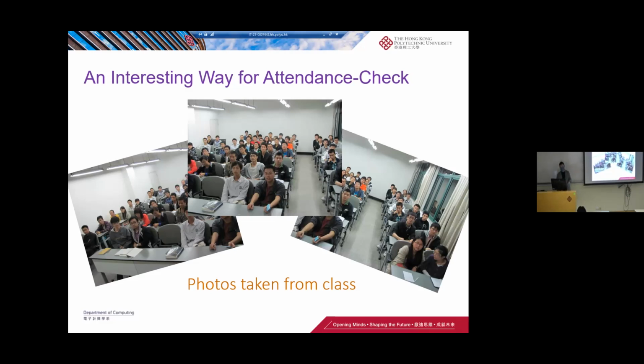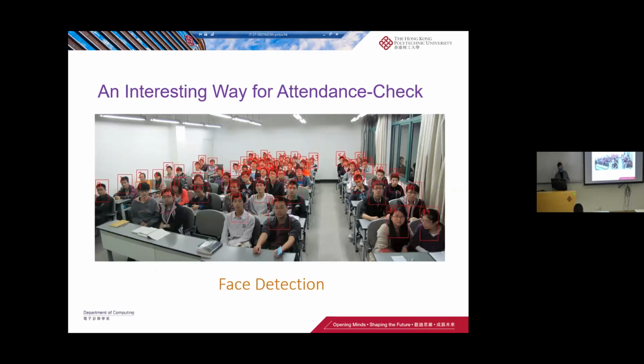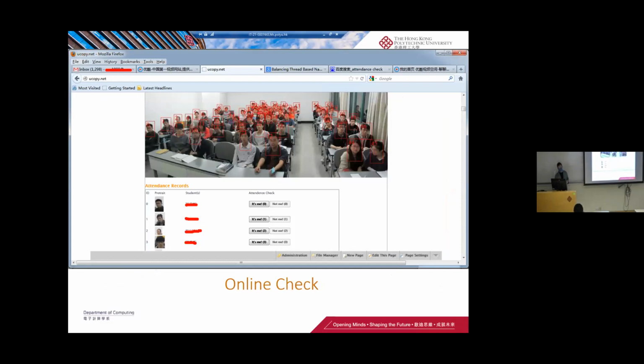So with those pictures, we used image stitching. I have introduced previously with that example how to stitch multiple images together as one image. So we can upload this one image. Before uploading, we use face detection to find the faces inside that image. And we upload them to the homepage, and people can check where they sit in the classroom. At the same time, we do the attendance checking.